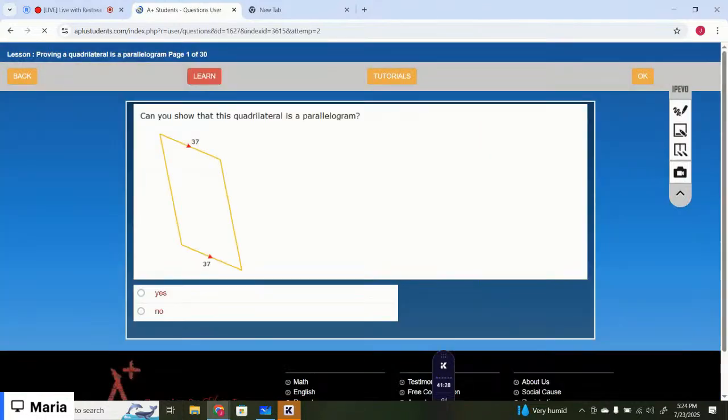Let's just start with the test questions. Can you show the quadrilateral is a parallelogram? So we have to prove if the quadrilateral is a parallelogram.